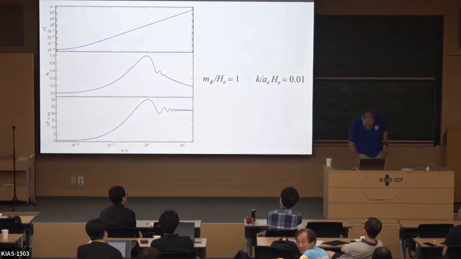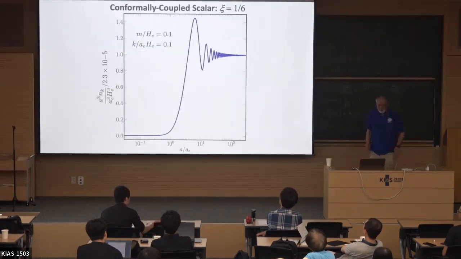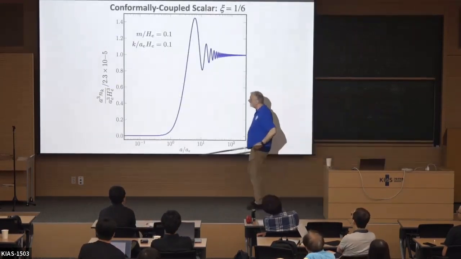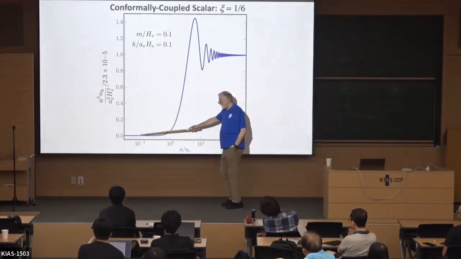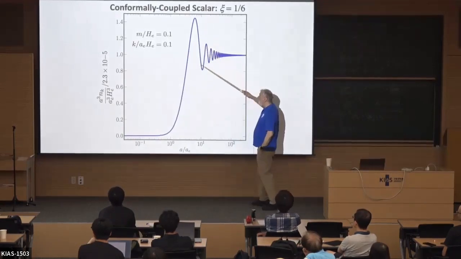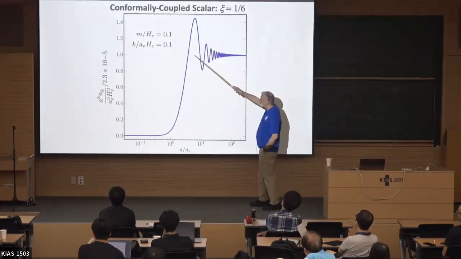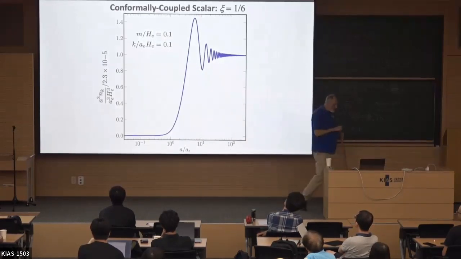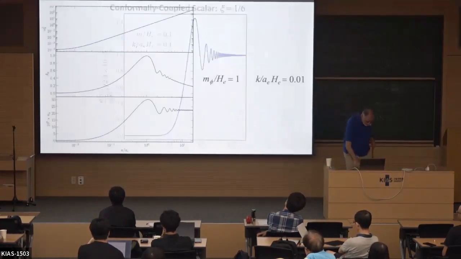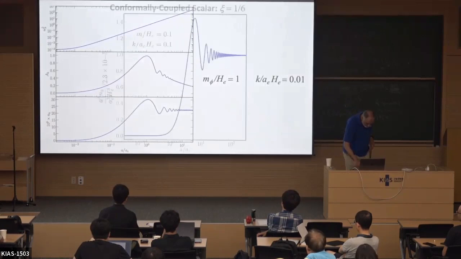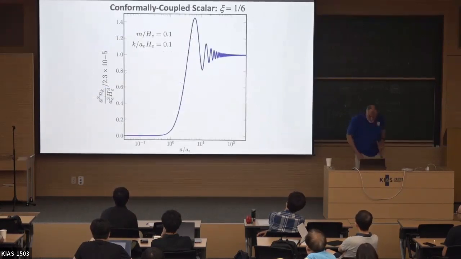Let's see what else. Okay. So here's another picture of n sub k. And again, it starts at 0 in inflation, and then it becomes large and oscillates around. This is for different values of m over H and k over a_E H_E. The previous one was m equal to H_E and k equal to 0.01. This is 0.1 and 0.1.